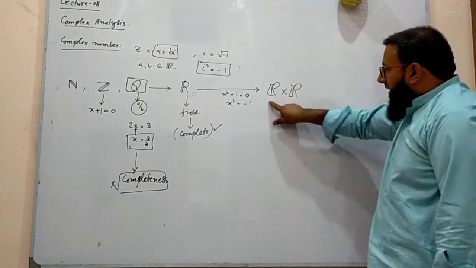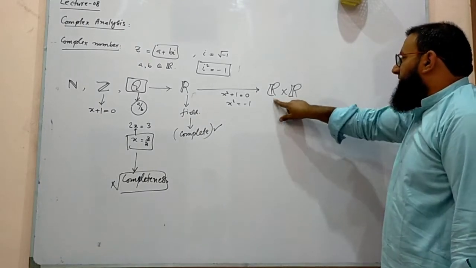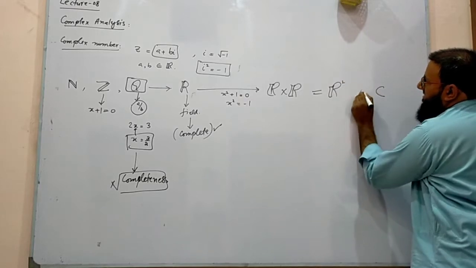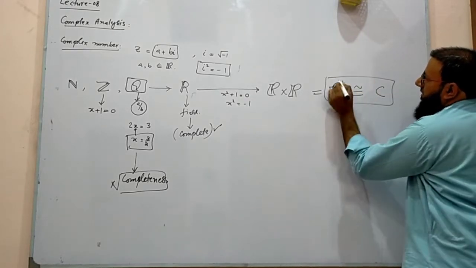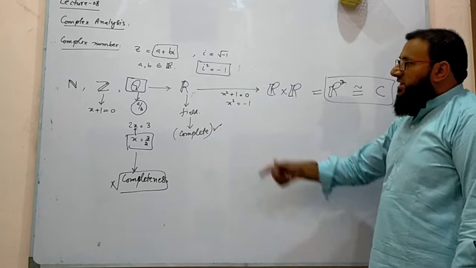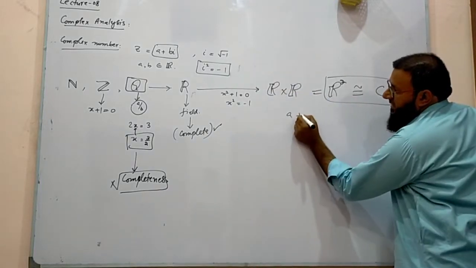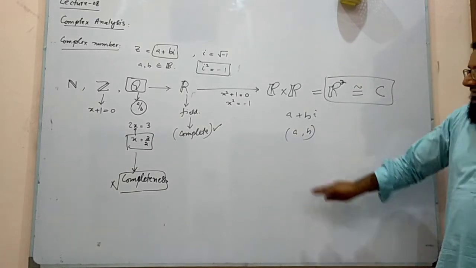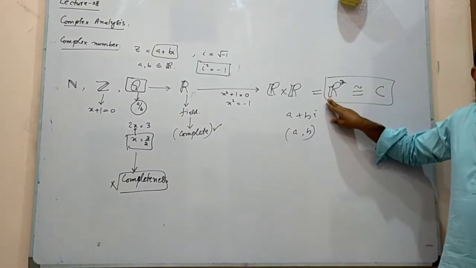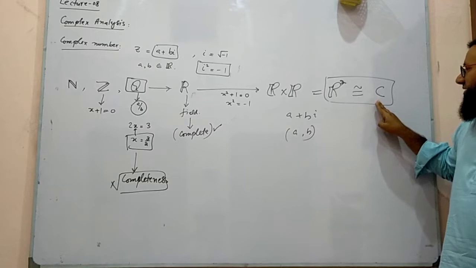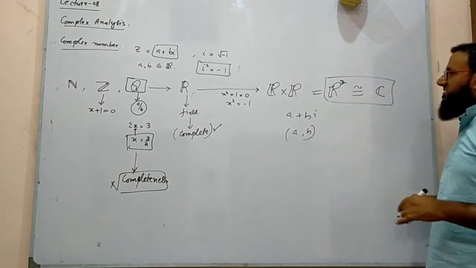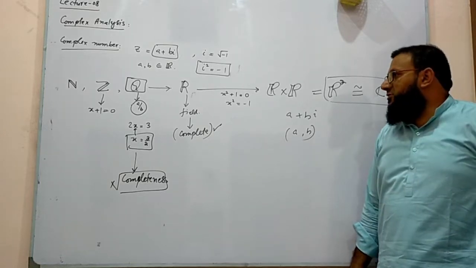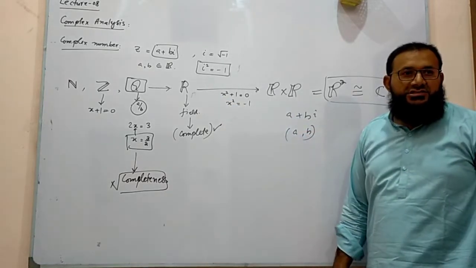By taking R cross R, which we can call R2, the set of complex numbers is simply isomorphic to R2. Because a complex number a plus bi can be written as an ordered pair, and this ordered pair belongs to R2. So we can say that the set of complex numbers is isomorphic to R2. And what is a good thing, we can solve these types of equations in this one.